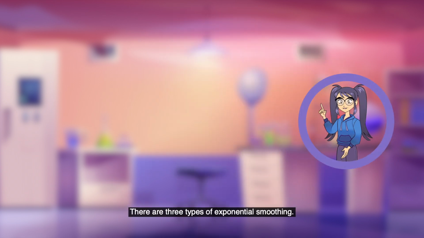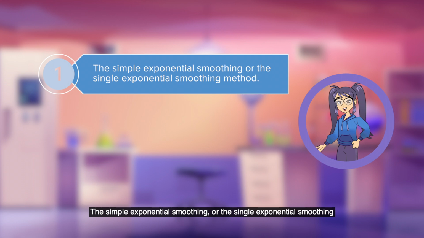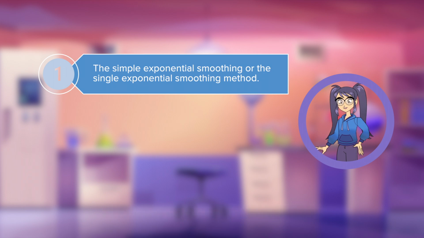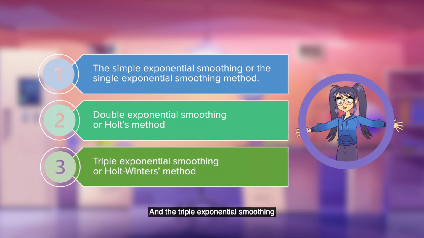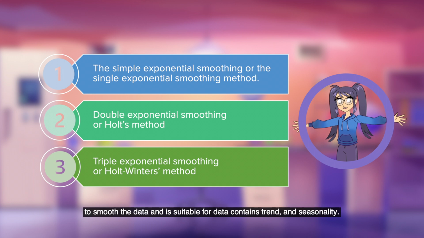There are three types of exponential smoothing. The simple exponential smoothing or the single exponential smoothing is a method with only one parameter and allows forecasting for series with no trend and seasonality. Double exponential smoothing, also known as the Holt method, makes use of two parameters and is suitable for data with trend. And the triple exponential smoothing, also known as the Holt-Winters method, involves three smoothing parameters to smooth the data and is suitable for data containing trend and seasonality.